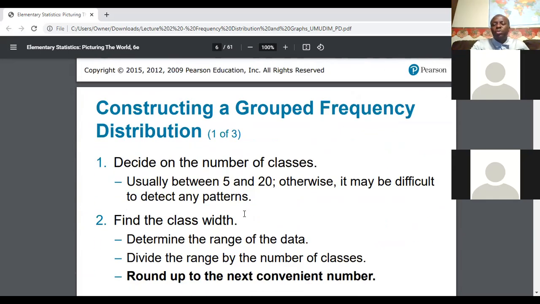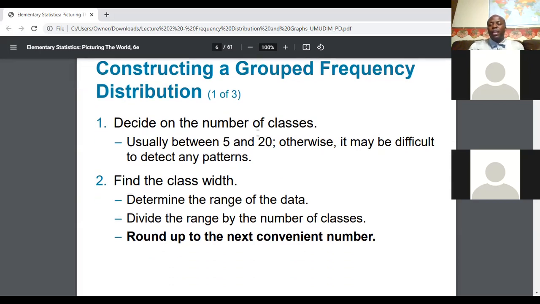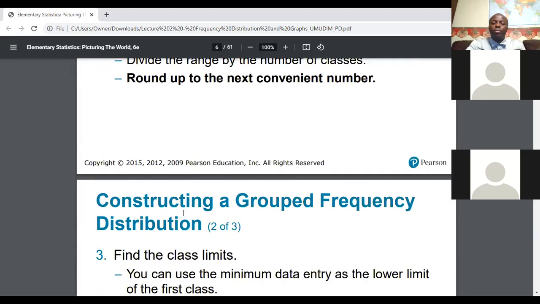First of all, you decide how many classes to use. And then you can find the frequency that belongs to each class. But usually the question will give you, at this level especially, the number of classes to use in the calculations. Usually also we have between 5 to 20 classes. Then once you decide the number of classes, you can find a class width and then determine the class range of the data. Now, the best way to do this is to use an example.